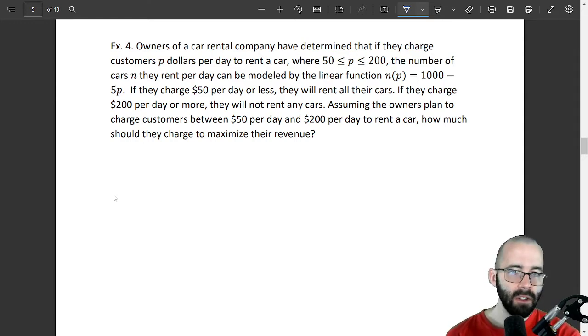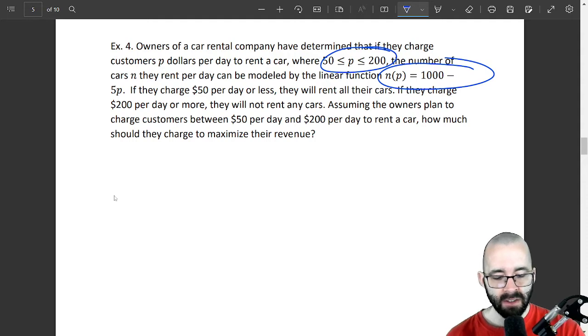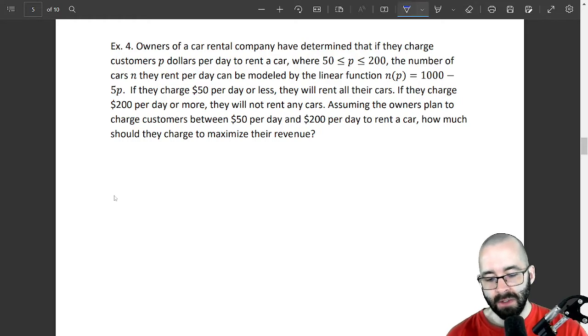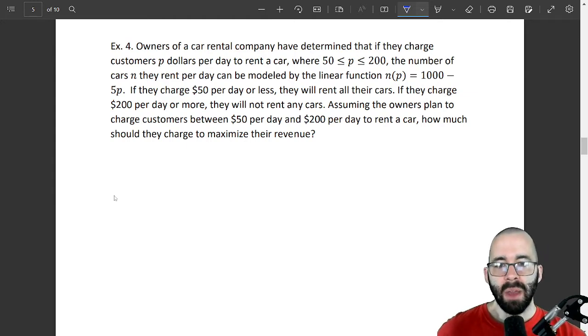The bigger the price, the fewer people are going to be renting these cars. And furthermore, if they're in this range of $50 to $200, this is the formula that shows how many cars they rent. But if they charge less than $50, they will rent all of their cars, all 1,000 of them. If they charge $200 per day or more, they will not rent any cars. Assuming the owners plan to charge customers between $50 per day and $200 per day, so we're in that part of the domain, how much should they charge to maximize their revenue?